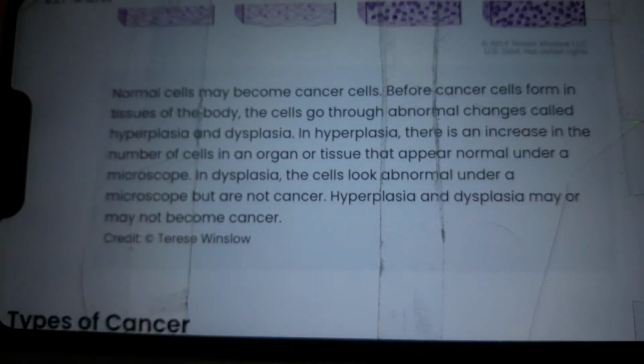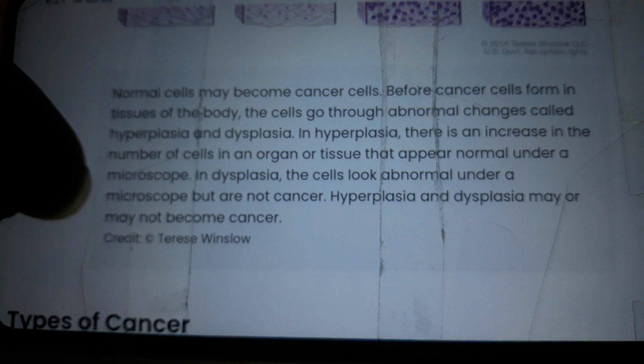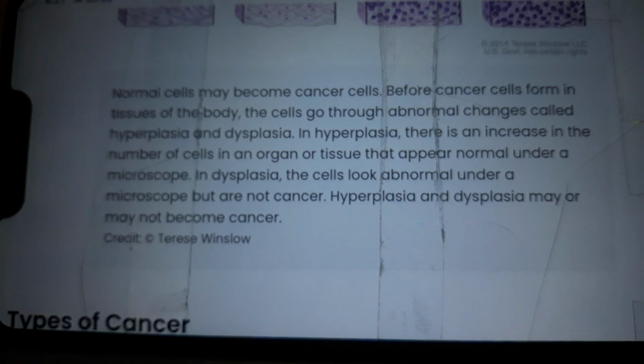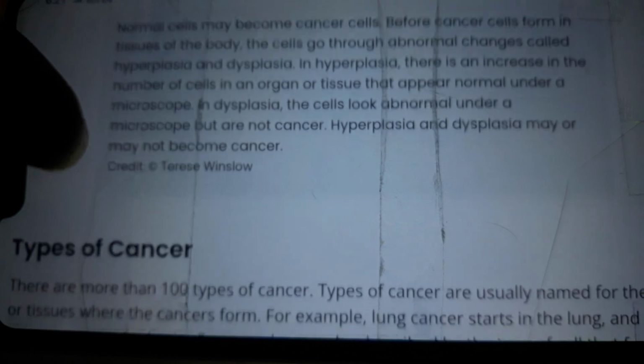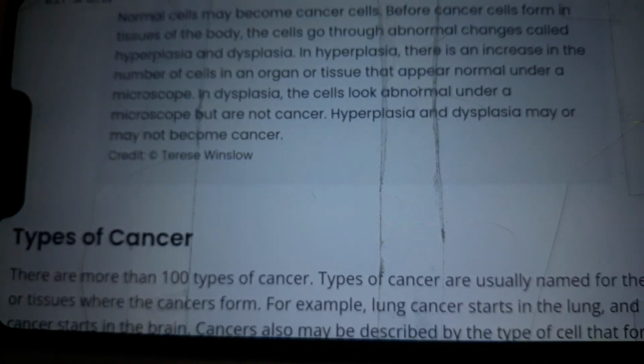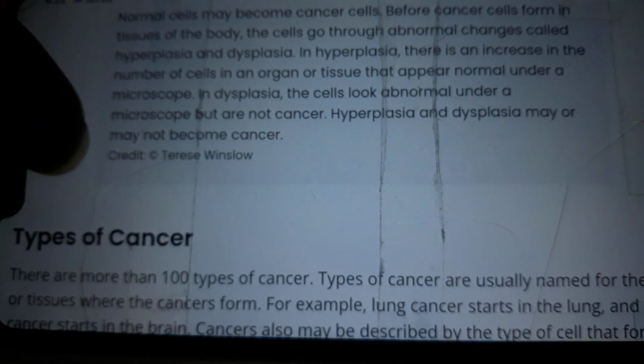The cells go through abnormal changes called hyperplasia and dysplasia. In hyperplasia, there is an increase in the number of cells in an organ or tissue that appear normal under a microscope. In dysplasia, the cells look abnormal under a microscope but are not cancer. Hyperplasia and dysplasia may or may not become cancer.